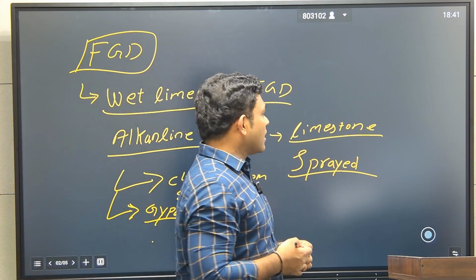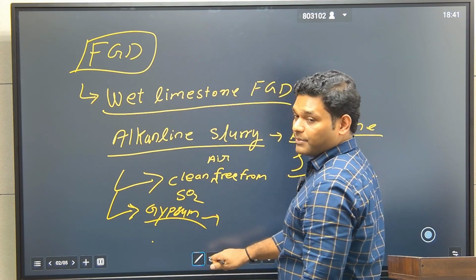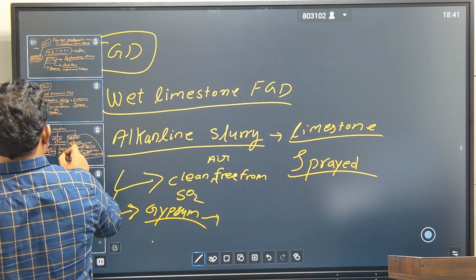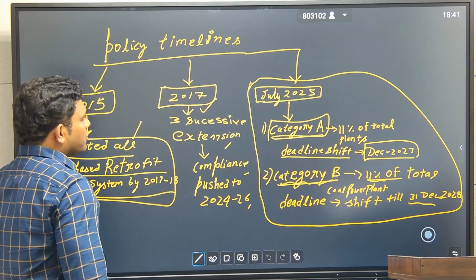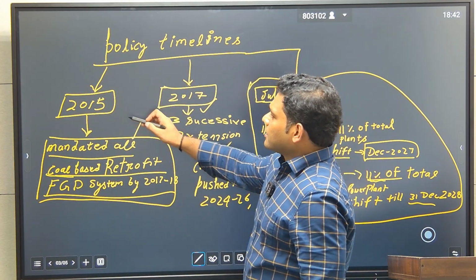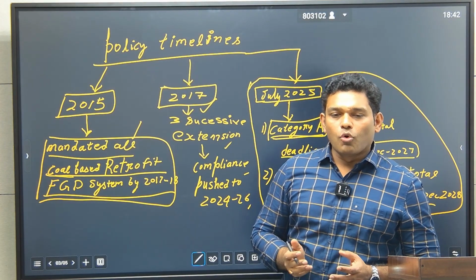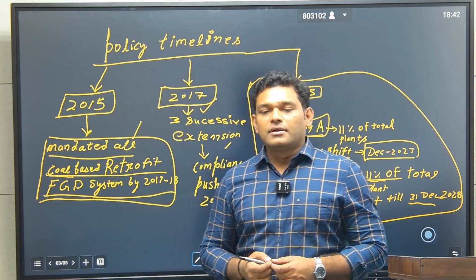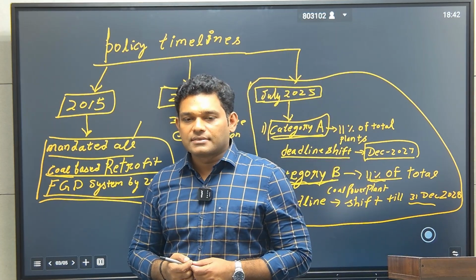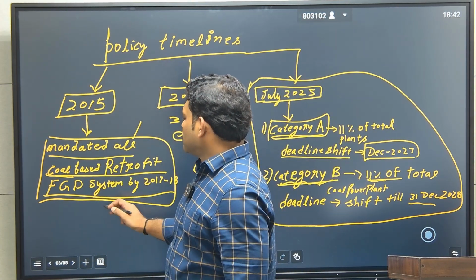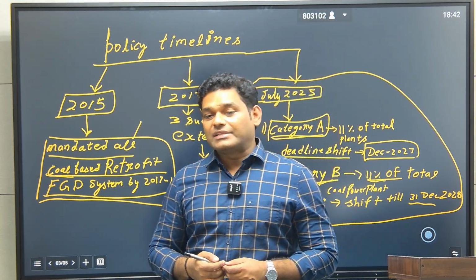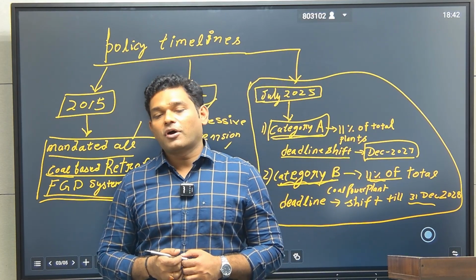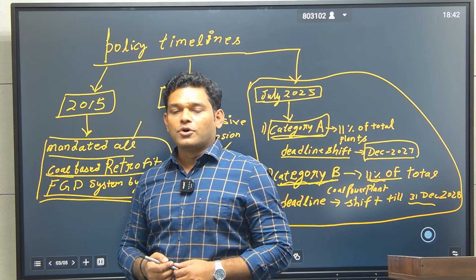Now let's quickly come to the timelines of the policy guidelines. Let's see what happened in 2015. The Government of India mandated that all coal-based power plants need to install FGD systems, with different deadlines based on distance, etc. There were several challenges that the power plants faced, economic challenges and operational challenges. They were not able to implement it, not able to comply with it.